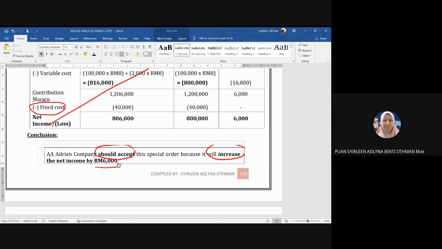So in this conclusion, this company has decided to accept because it will increase the net income by 6,000 ringgit. Okay, alright. Any more questions? Ada apa-apa nak tanya? Habis dah? Habis madam. Faham.